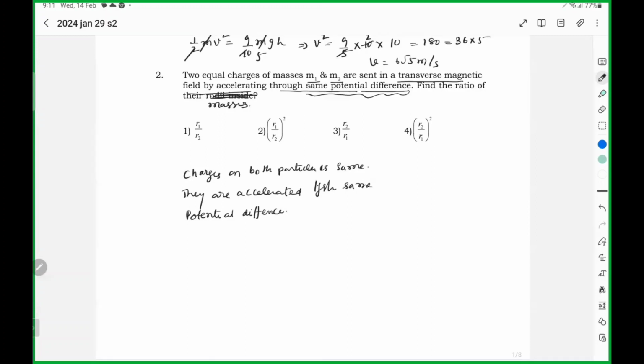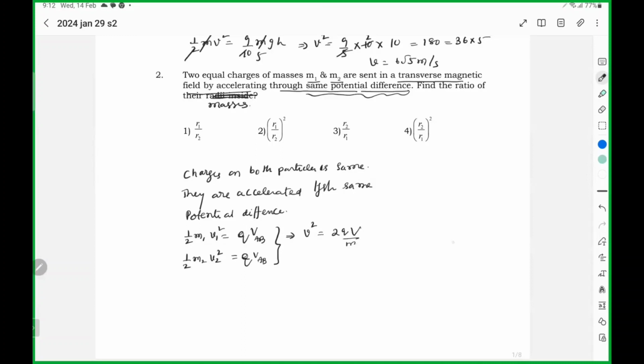But their masses are different. First particle having mass m1 attains velocity v1 when you apply a voltage V, that is potential difference. Second charged particle attains a velocity v2. Since both are having same charges, these two must be equal. So that means here I can say v square is nothing but 2qV by m.